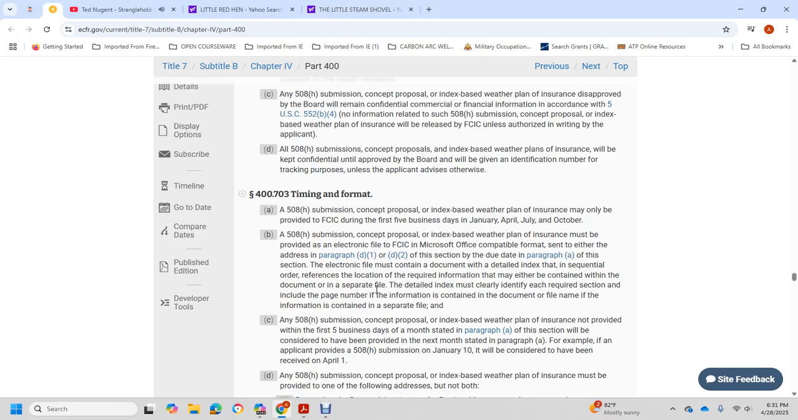508 submission concept of the proposal with the index base with the weather plan with the insurance with the may only be provided with the Federal Crop Insurance Corporation during the 5 business days of January, April, July, and October.